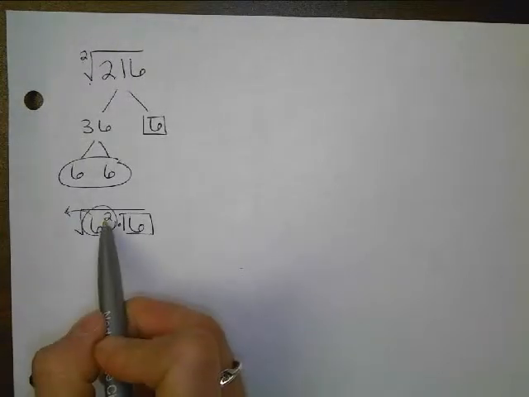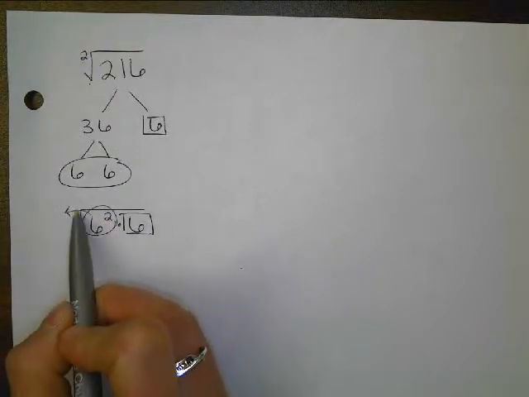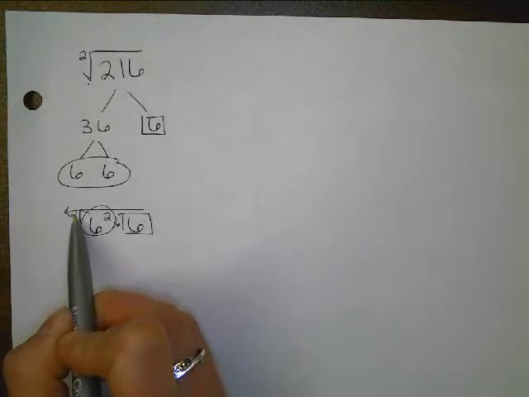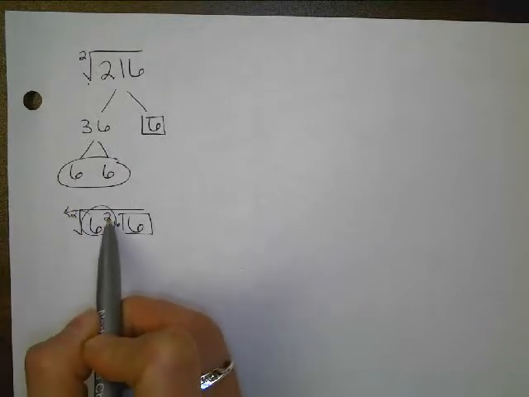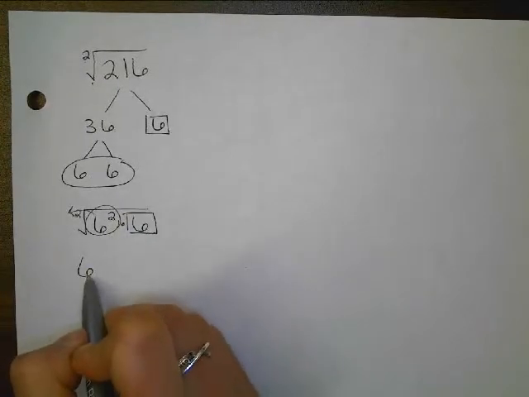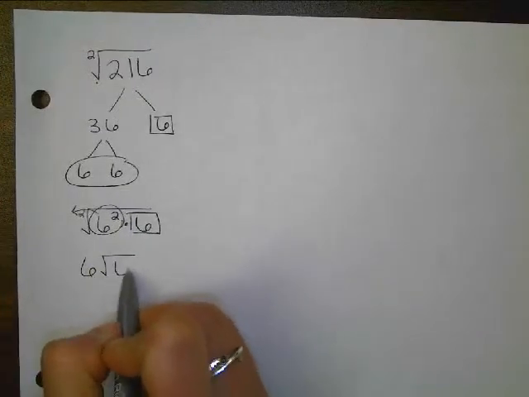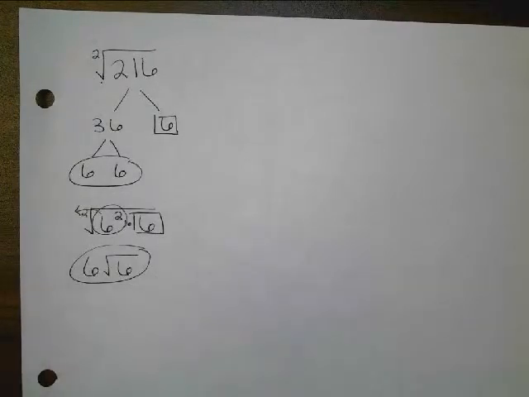Now when it comes outside, it loses this 2, and the reason it loses the 2 is because of this index 2 right here, remember, this invisible 2. So this invisible 2 and this 2 are inverses, so I'm just left with a 6 on the outside with a 6 on the inside. And that's how you simplify.